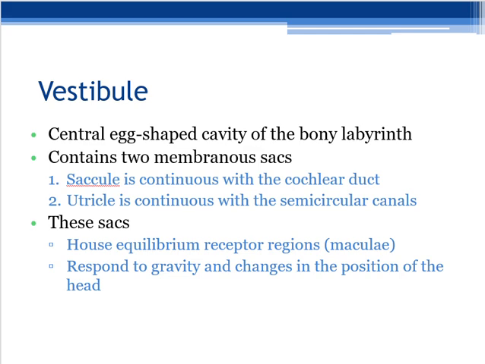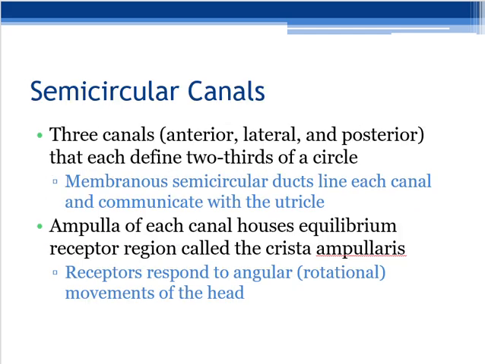So when it comes to the vestibule, it's an egg-shaped central region, and it's in that bony labyrinth. It has two membranous sacs, the utricle and saccule, and these sacs house the equilibrium maculae receptors and again respond to gravity and changes in the position of the head. Whereas the three half circles or semicircular canals also process equilibrium information but have crista ampullaris receptors which respond to angular movements of the head.